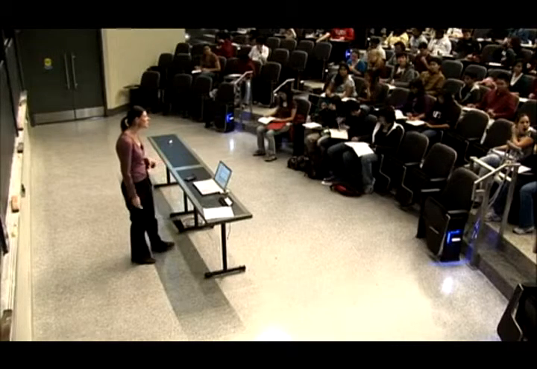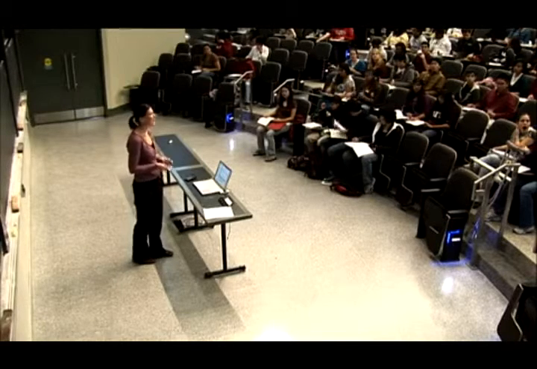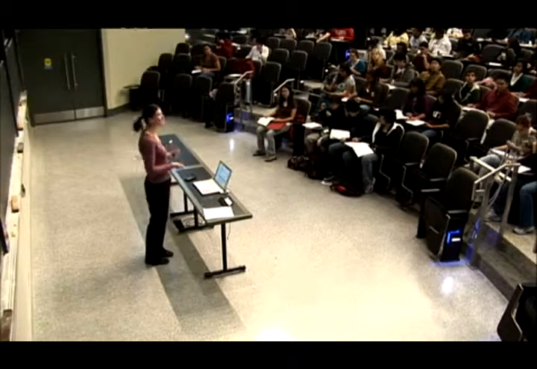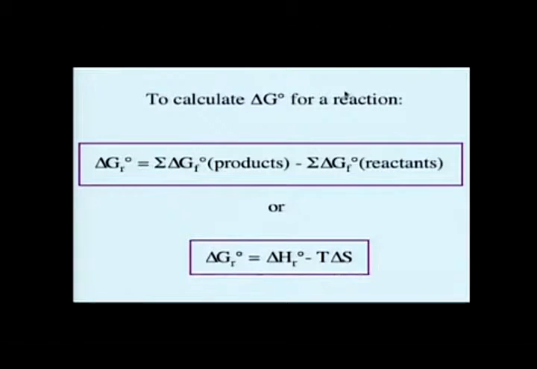So if we're talking about calculating delta G for any reaction, now we actually have several ways to do it. The first way is very analogous to thinking about delta H for the reaction. We can just look up a table where we have delta G's of formation. So we can take the sum of the delta G of formation of the products and subtract from it the delta G of formation of the reactants.